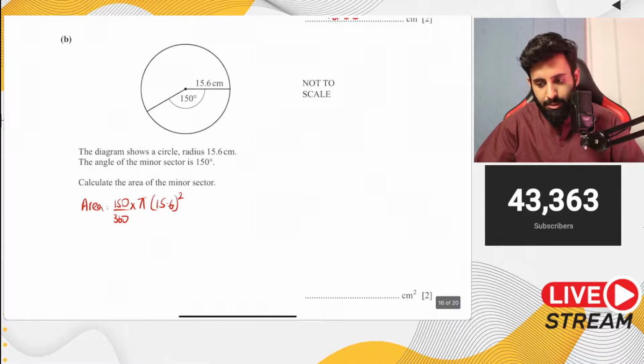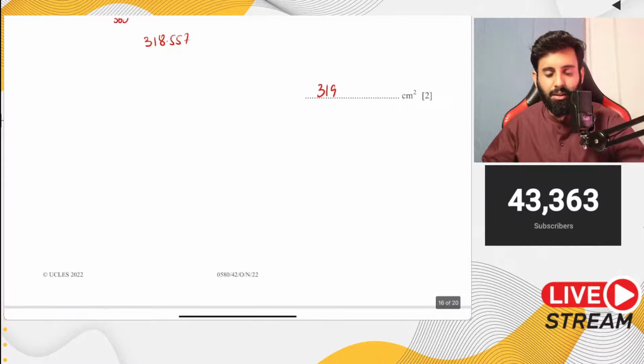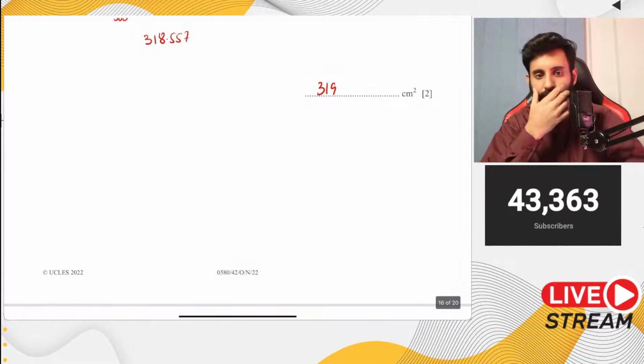So that's equal to 318.557, which if you round off correct to 3 significant figures is going to be 319. And there you go. That's your answer.